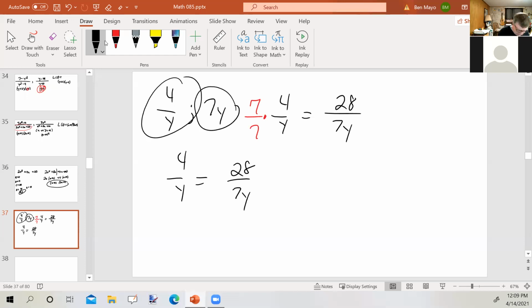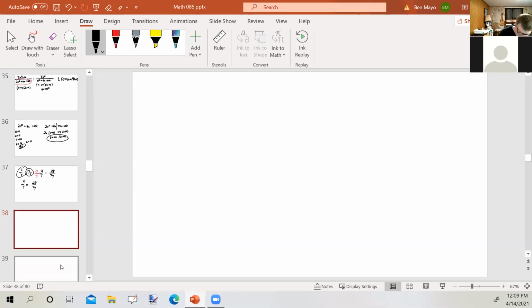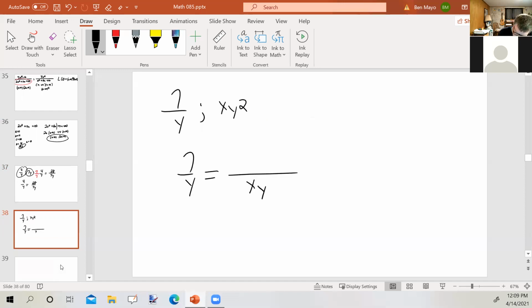Yeah. Okay. New example. 7 over y equals what over x y squared? So what am I missing? Times x y on the bottom, so consequently on the top. So our new numerator is 7xy.